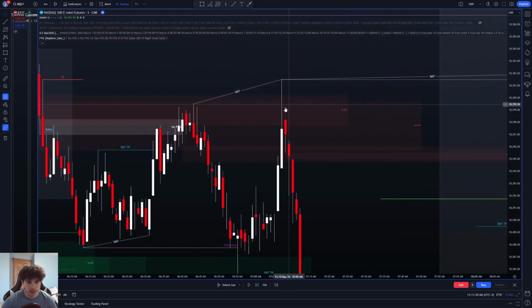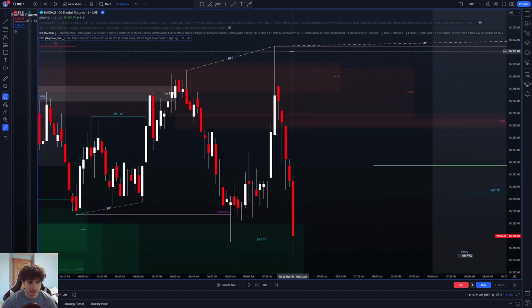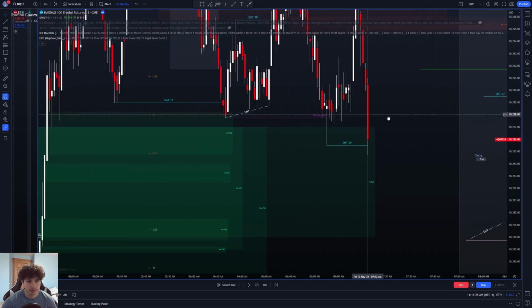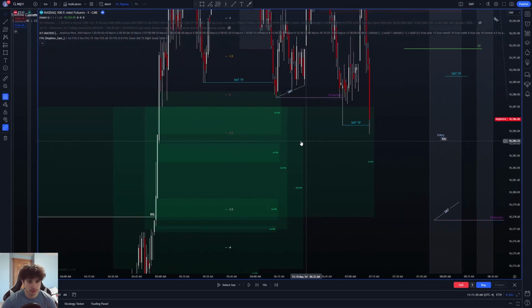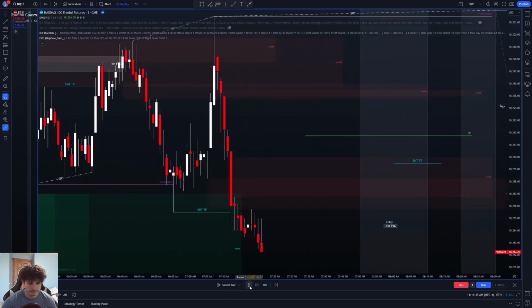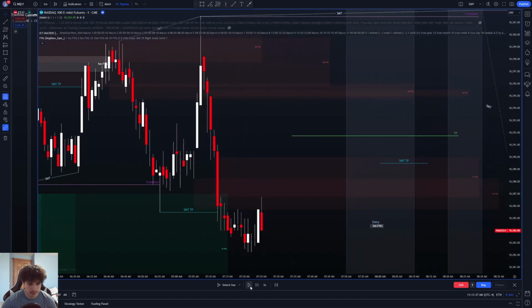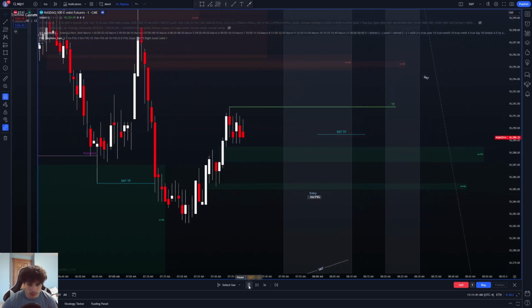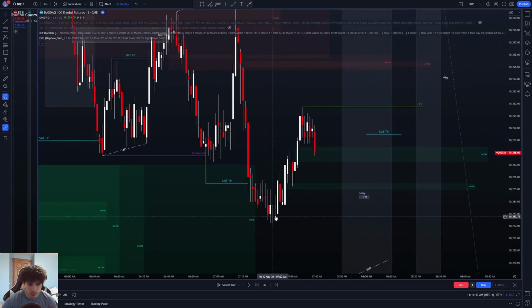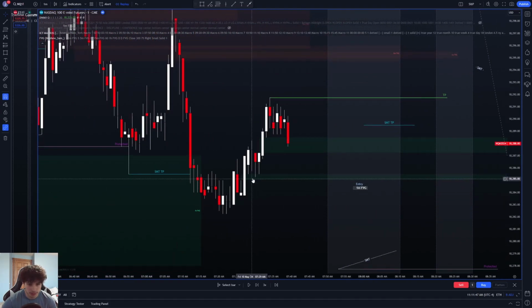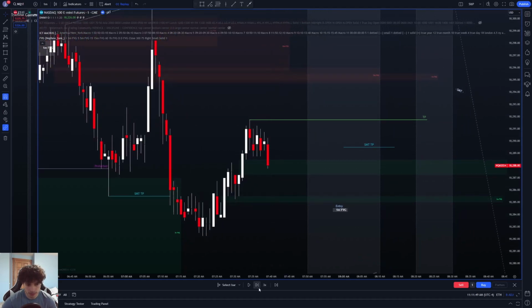Build more structure. Right here, we create another SMT. This would be a protected high. Right after the SMT is created, massive displacement down, we take out this SMT TP. So now we're into this 1 hour fair value gap, so I could expect us to go higher. After we hit this 1 hour fair value gap, you could see we get a little bit of displacement up. We tap a 1 minute to go higher, tap another 1 minute.